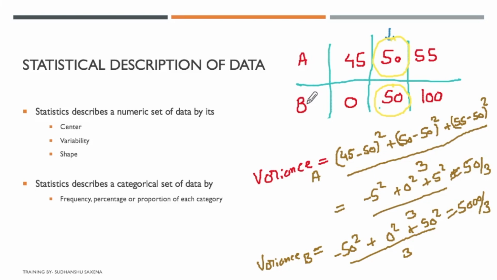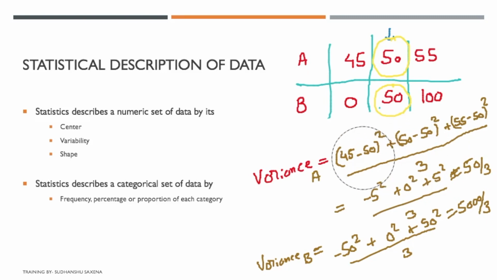One is A and one is B. I'm taking a small example so that it is easy for you to understand. Even if you have millions of values, this is how the variance will be calculated. So this is one thing, but this variance by itself is not very useful, because I got the squared value of the squared differences from the mean.